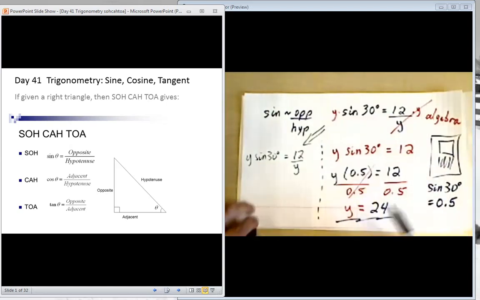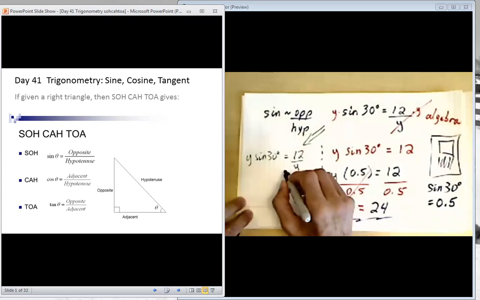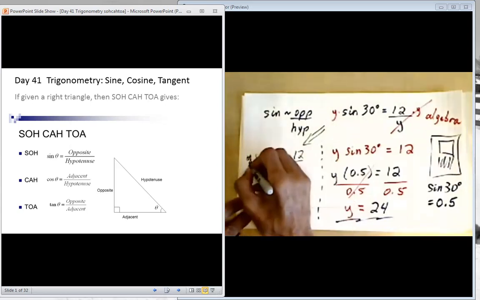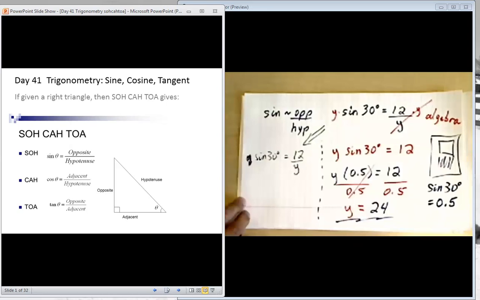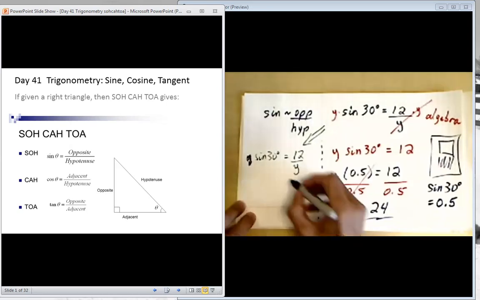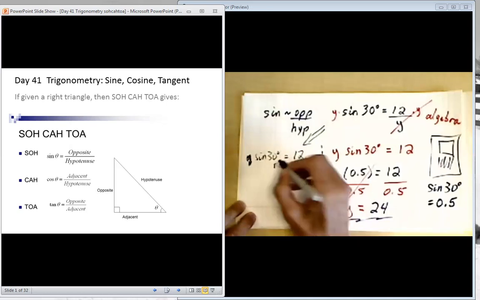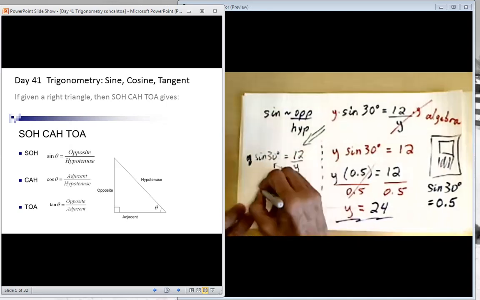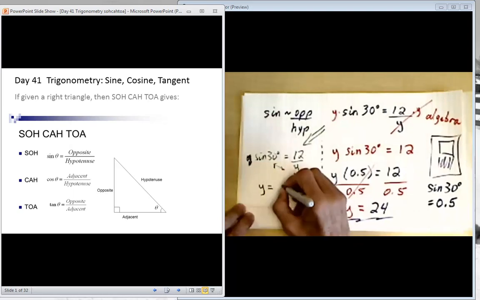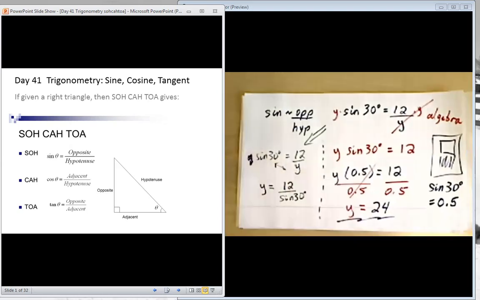But watch what you can do. This y isn't there. At this point, we have sine 30 is 12 over y. These can just switch with one another in one step. And so you get y is equal to 12 over sine of 30. In one step only.